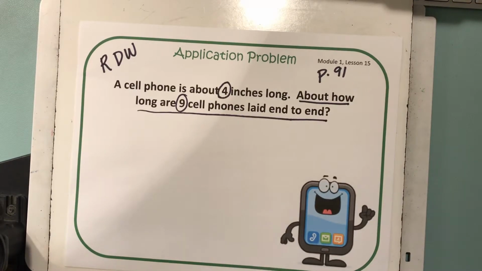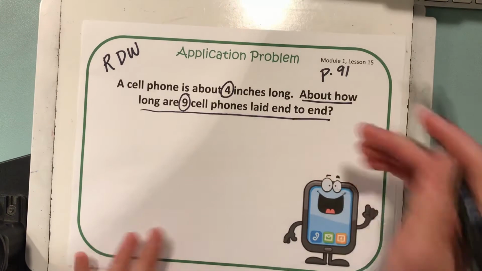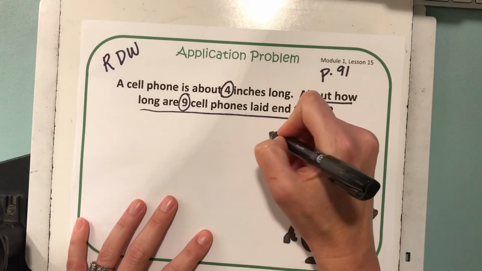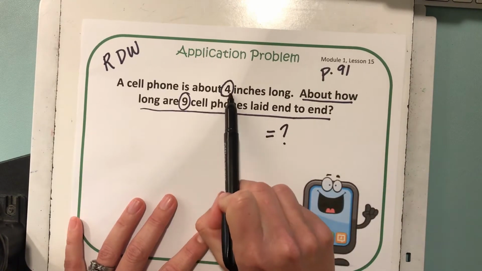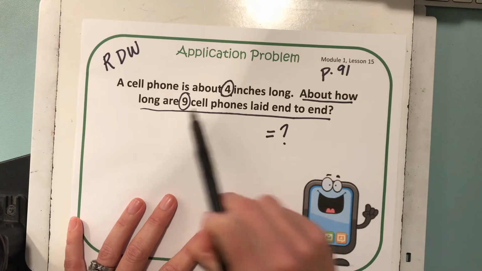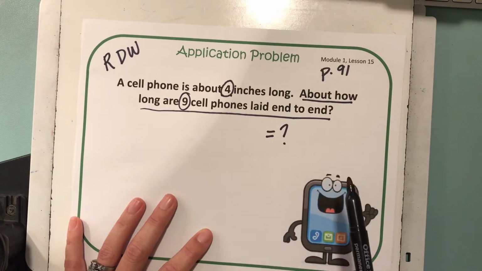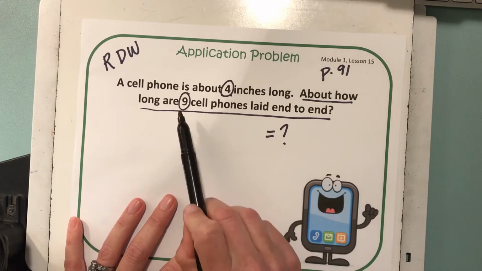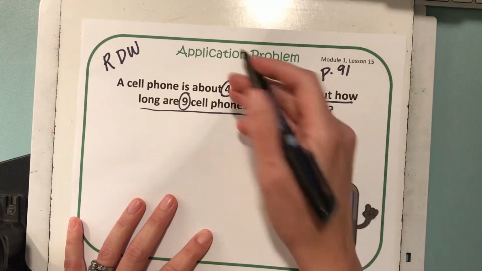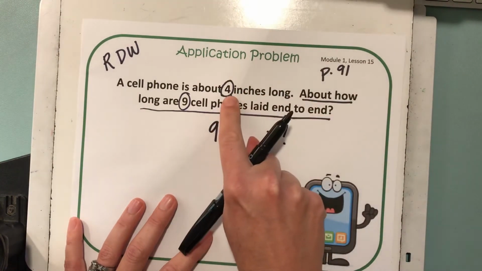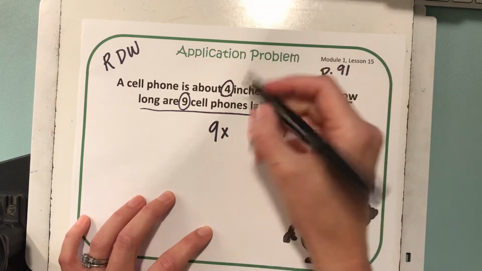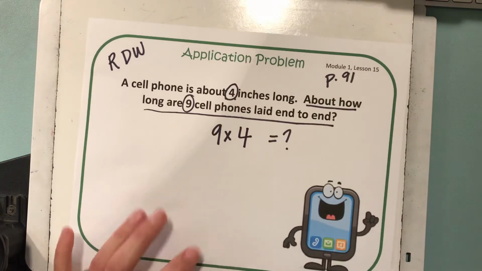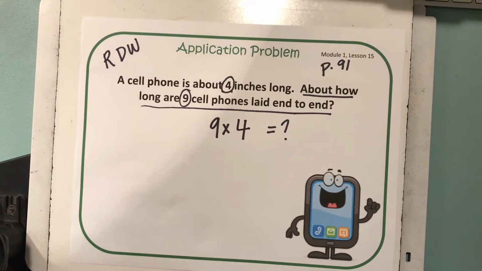So what are they asking? Well, it sounds like they're asking for the total. So we don't know what the total is right now. We have 2 factors here. We have 4 and 9. So since I don't know my total, I know that I'm going to have to multiply, right? Because I have 9 groups or 9 cell phones, and the size of each group, the size of each cell phone, is 4 inches. Okay, so we're going to do 9 times 4. And for me to figure this out, I think I'm going to do a tape diagram.